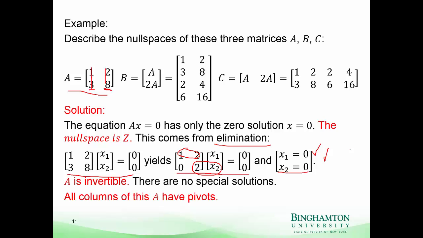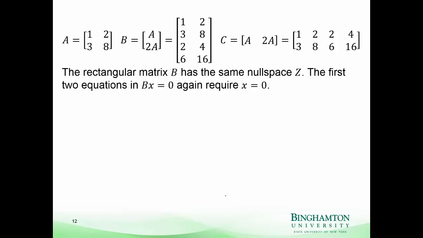So all columns of this A have pivots, right? Here's the pivot for that column, here's the pivot for that column. So that's the other characteristic that we can check. If your A has a pivot in every column, then you know that you're good. The only solution that you'll have is the 0 solution. All right, let's continue on.